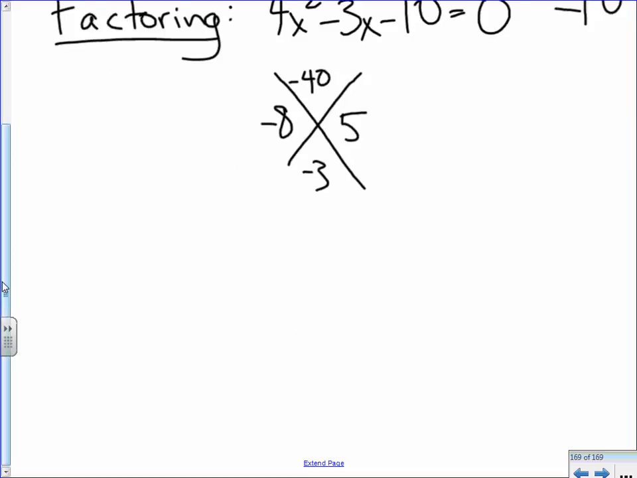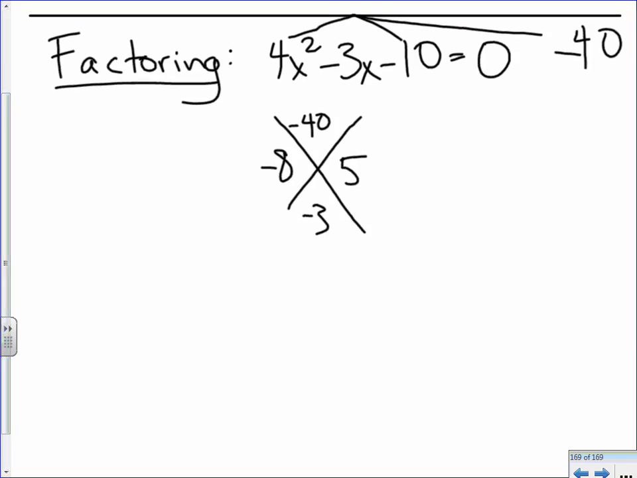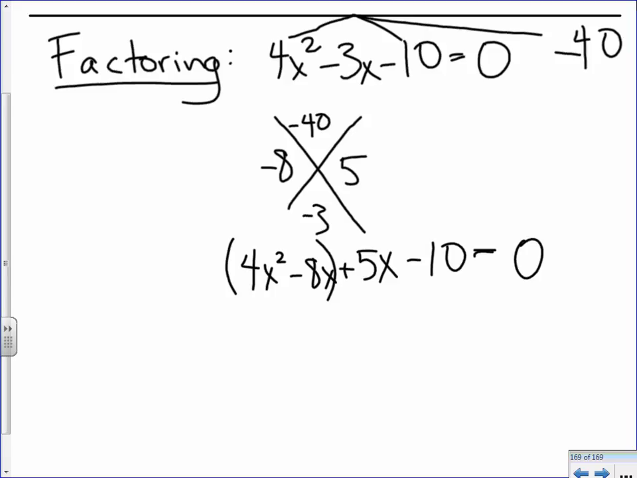Okay, so this is one of those factoring problems where we have to split the middle term. So we get 4x squared minus 8x plus 5x minus 10 equals 0. Okay, so I use my two numbers from my factoring to split the middle term. The next step is to group the first two terms and group the next two terms and factor out a greatest common factor from each pair.